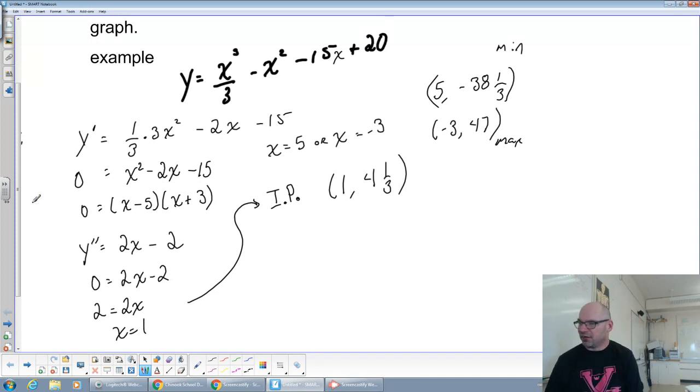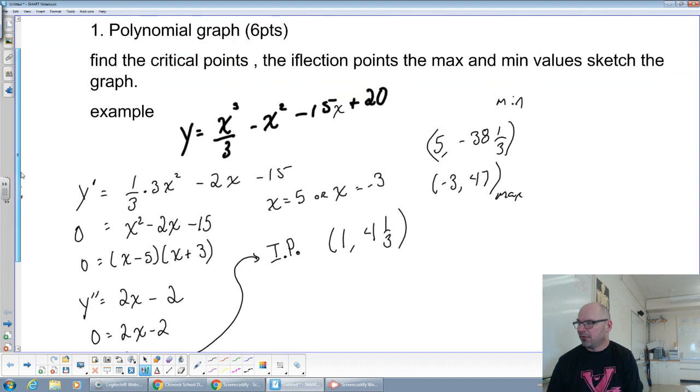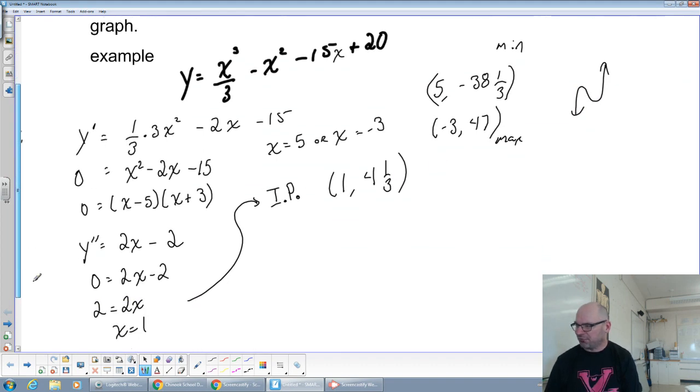So now that you've got your inflection point, your max and min values, and your critical points, and you know the end behavior is a cubic one with a positive leading coefficient, it's going to go up from left to right like this somehow, because that end behavior is going to be down here and up here. We can now sketch the graph.